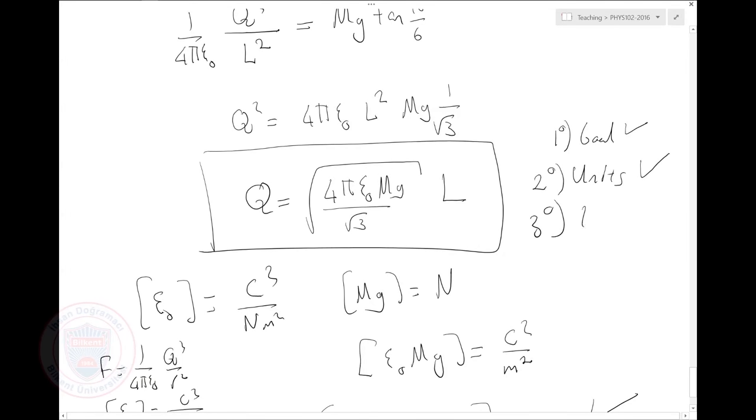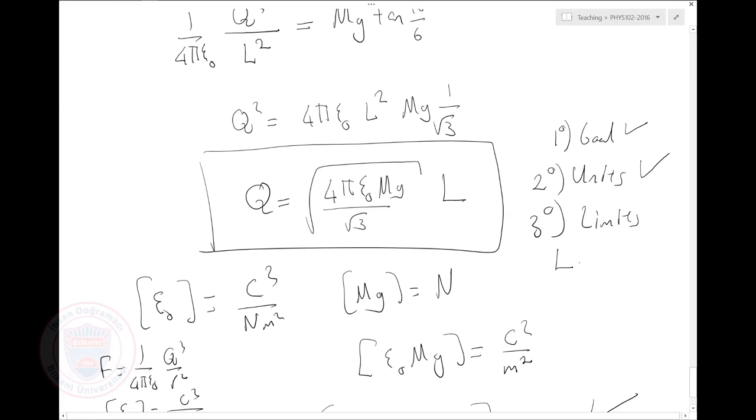Now there's a third check I like, that is looking at some of the physical limits of the problem, where it's easy to solve the problem and see if my answer makes sense. What would be the distance between these two charges if Q was 0? What would be the distance between these two charges?